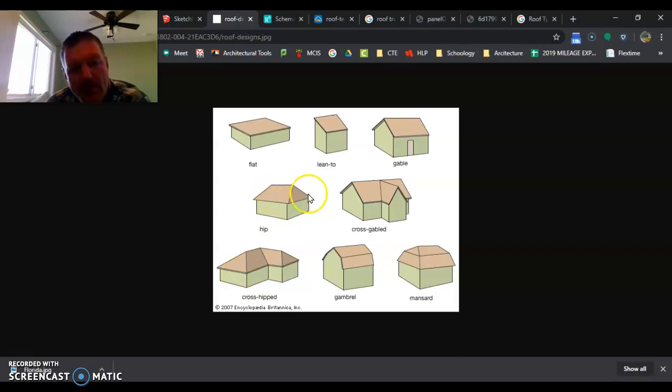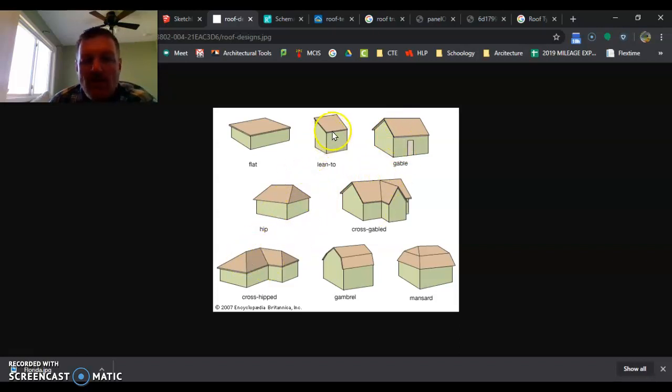The other type that we see a lot is called a hip roof. So these are all moving up, going towards the center. So this cross hip is going across towards the center too. These two are the main ones here.